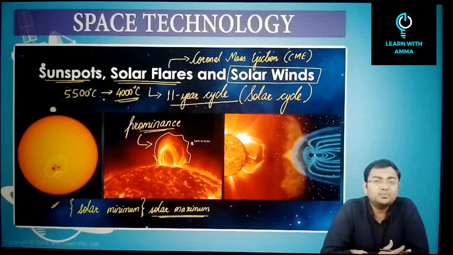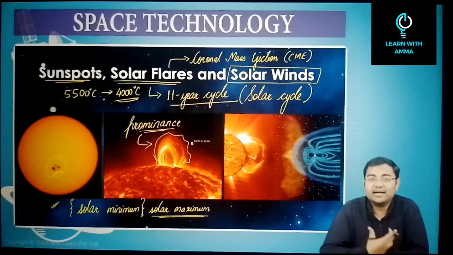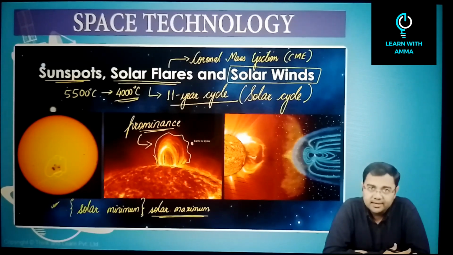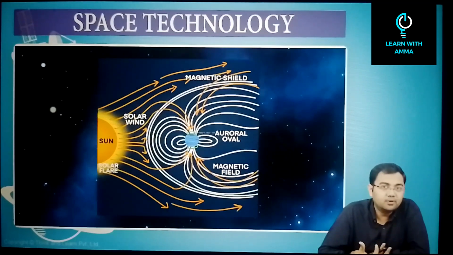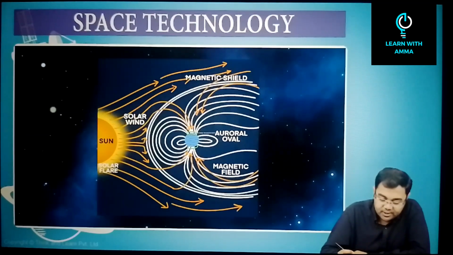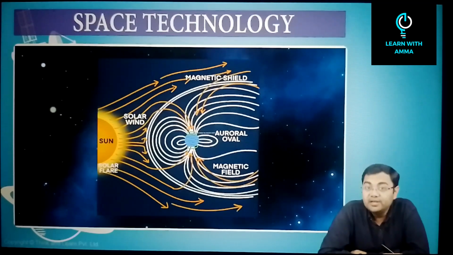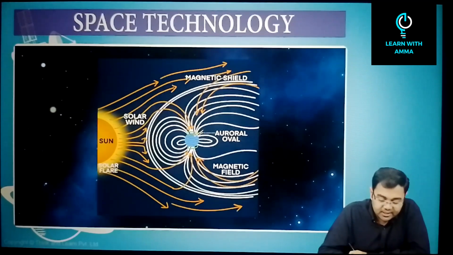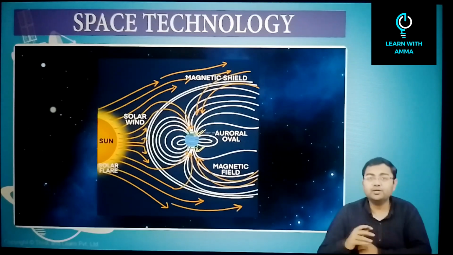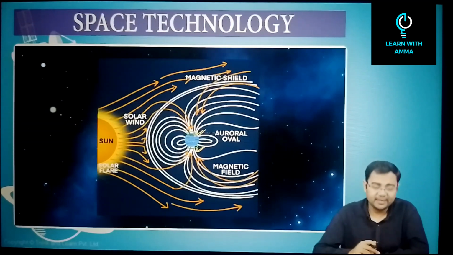Solar winds are nothing but huge magnetic winds that take off from the sun. For example, if you look at this particular picture, this is what solar wind is. Solar winds originate from the sun and they can actually interact with the magnetic field of the earth as well, right? Because even our earth has a north pole and a south pole, and we know that earth also is magnetic in nature.